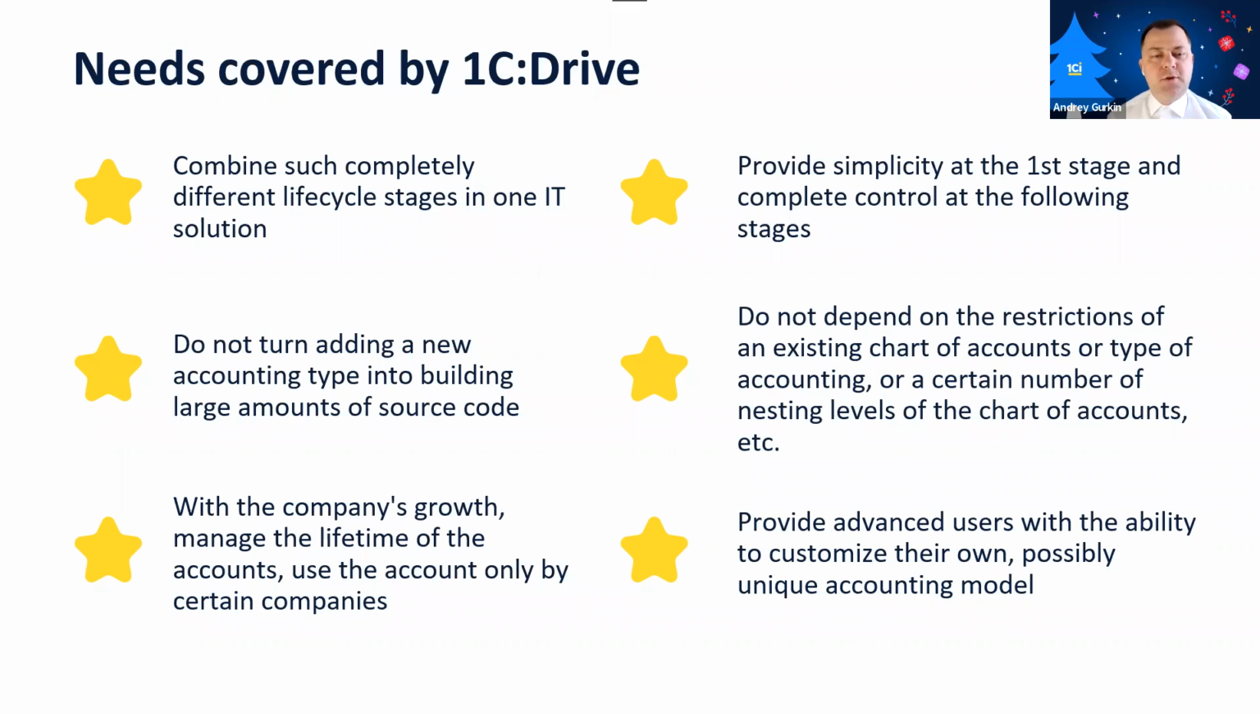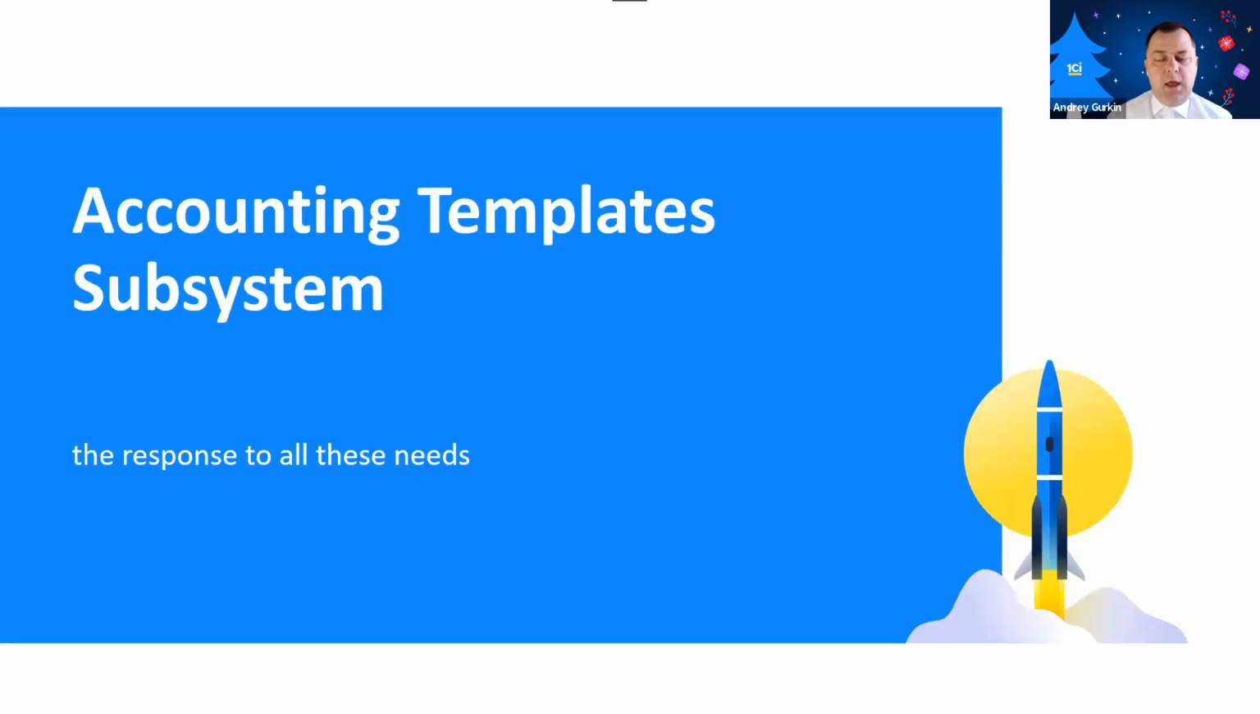How do we not turn adding a new type of accounting into building large amounts of source code? How do we not depend on different types of restrictions, such as the existing number of charts of accounts, types of accounting, a certain number of nesting levels within the chart of accounts, and so on? And with the company's growth, how do we manage the lifetime of the accounts, and use the accounts only by certain companies, and so on? And in complex, how do we provide advanced users with the ability to customize their own, possibly unique accounting module? And we now get the response to all of these needs, our new subsystem.